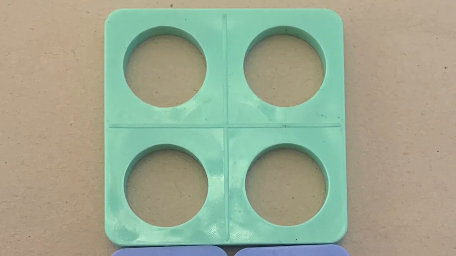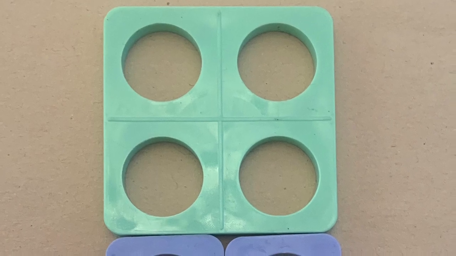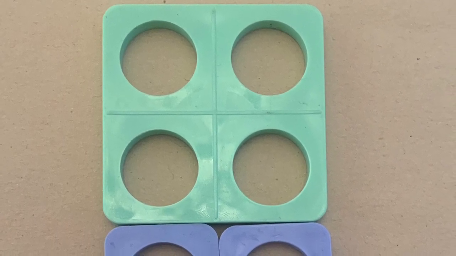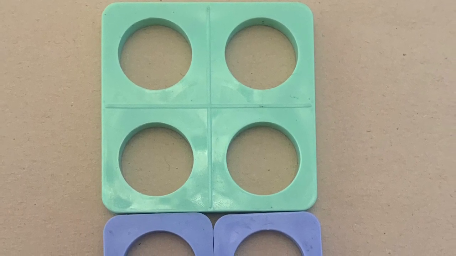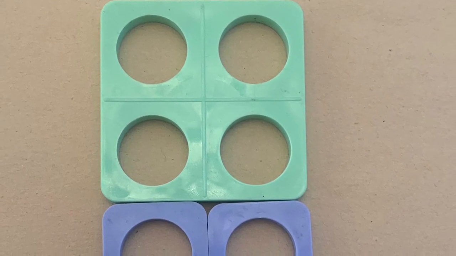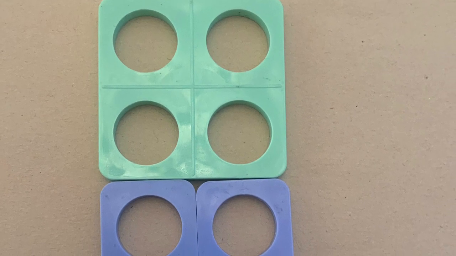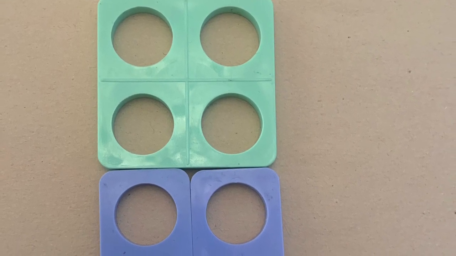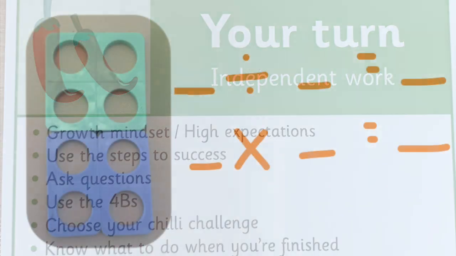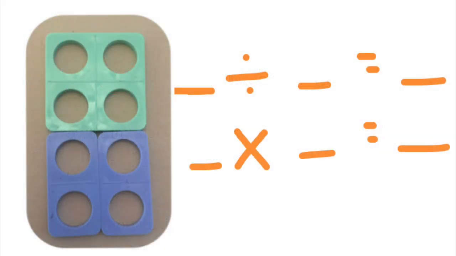Here's our next Numicon piece. Can you count it? There are 4, so our whole number is 4. At the bottom we've got 2 more Numicon pieces. Together they are equal to 4. Can you take a your turn now? Can you write the division sentence and the multiplication sentence that these Numicon represent?